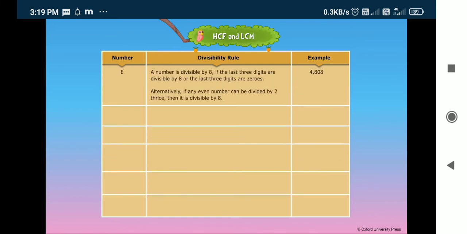Divisibility by 8. A number is divisible by 8 if the last 3 digits are divisible by 8 or the last 3 digits are zeros. Alternatively, if any even number can be divided by 2 thrice, then it is divisible by 8. Example, 4808.